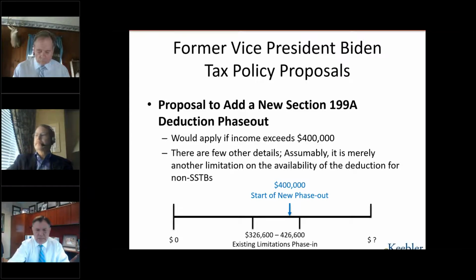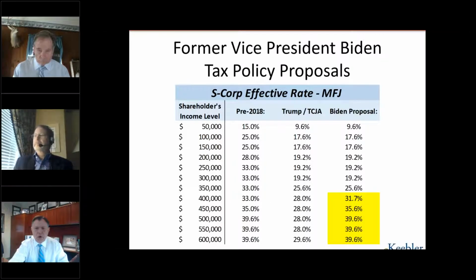Looking at the next page, C Corp and S Corp rates will also change. The S Corp rate will change by going to 39.6 and losing 199A. On the C Corp rate, probably goes to 21%. One more page, please.